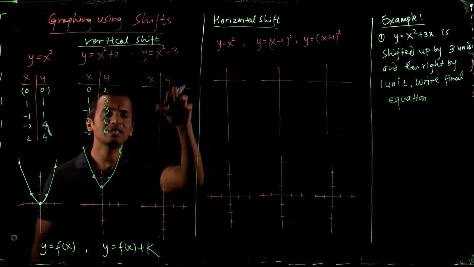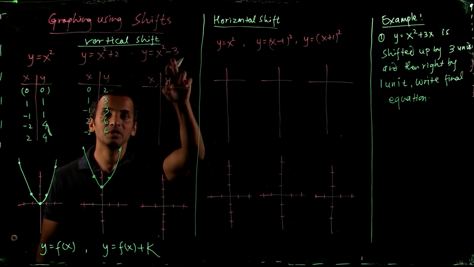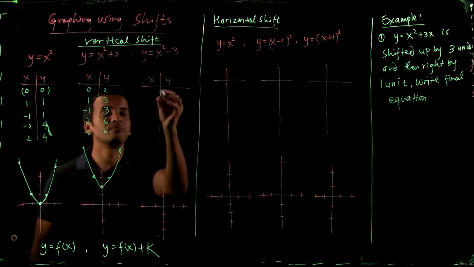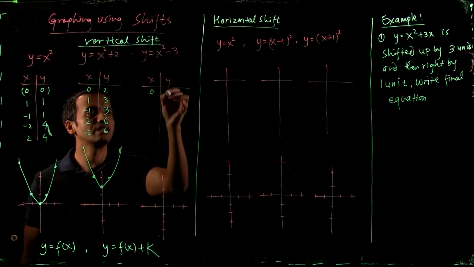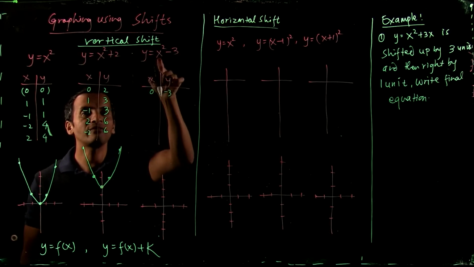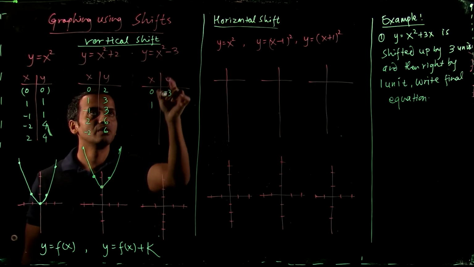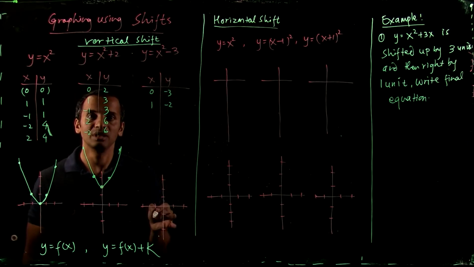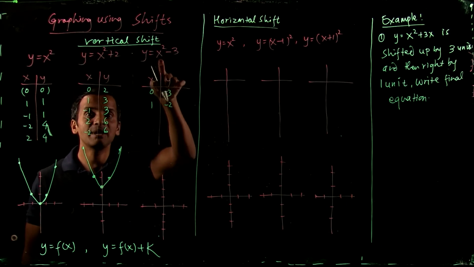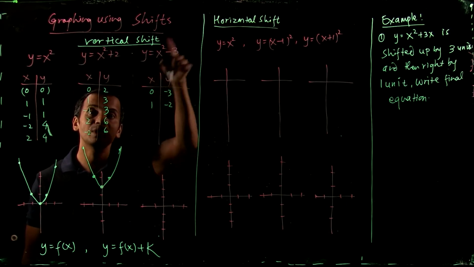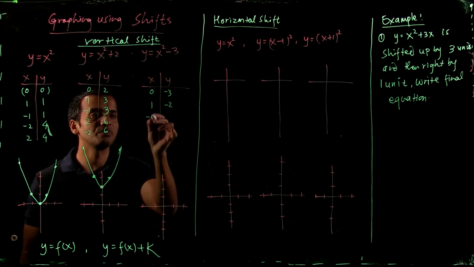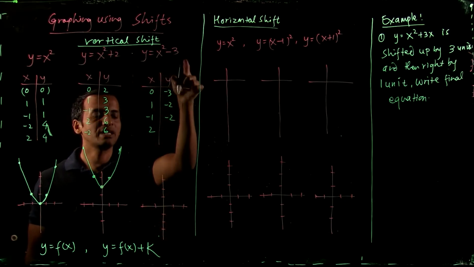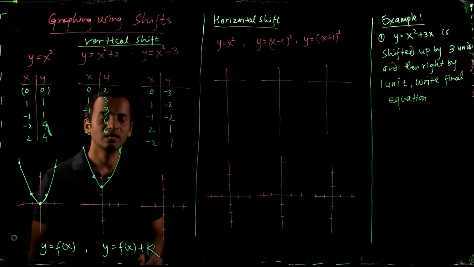So can you guess what happens in this case? You are subtracting 3. You are right. Yes, this will shift down by 3 units. Let's see that. When you plug in 0 for x, you will get negative 3. When you plug in 1 for x, what do you get? 1 squared is 1, minus 3 is negative 2. And when you replace x by negative 1, negative 1 squared is positive 1 again, and minus 3, negative 2. How about 2? 4 minus 3 is 1, and negative 2 gives 1.